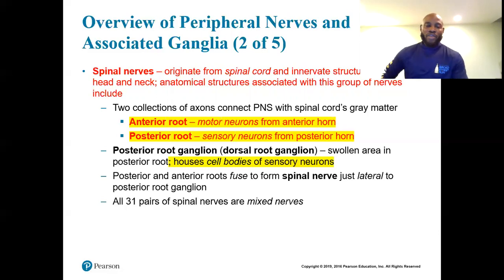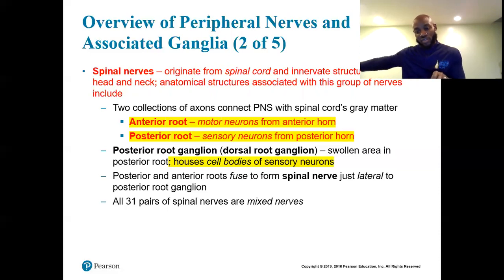Right, so you have a posterior root ganglion. This term ganglion is a swollen area in the posterior root where you house the cell bodies of sensory neurons. Remember the structure of a neuron: dendrite, cell body, axon. Those cell bodies have to be housed somewhere, and then you have this long axon. Bundles of axons are what we actually call nerves. So when you say somebody got on my nerves, what you're really saying is they got on my bundle of axons, but that doesn't sound as cool.